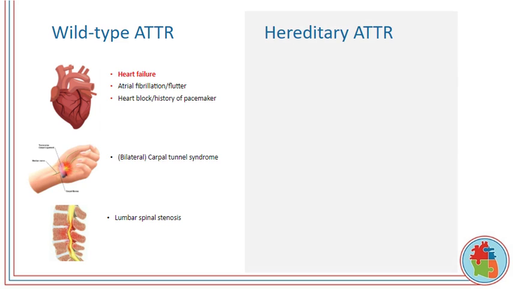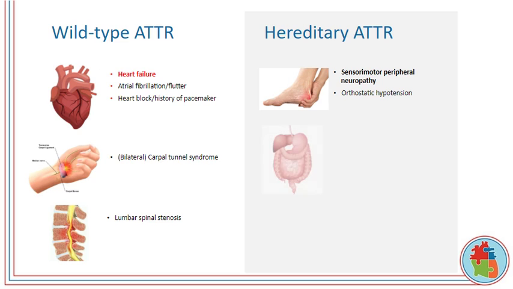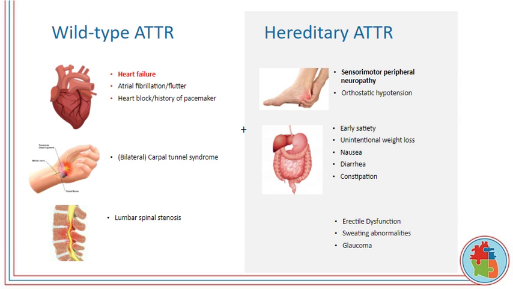Now, in terms of hereditary ATTR, the presentation of neuropathy I just pointed out depends on the mutation, but that is an important component of hereditary ATTR. And with that, orthostatic hypotension becomes a very major condition that has to be dealt with. Additionally, there are substantial gastrointestinal manifestations highlighted as early satiety and unintentional weight loss. And then there are a number of other conditions that may be the initial presentation of amyloidosis, including other abnormalities such as erectile dysfunction or sweating abnormalities.